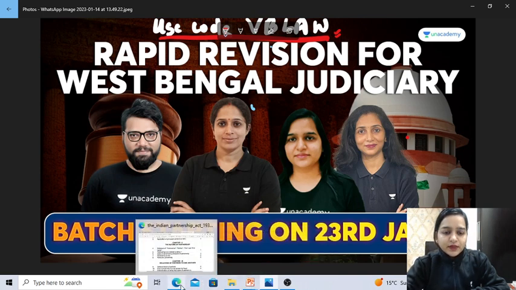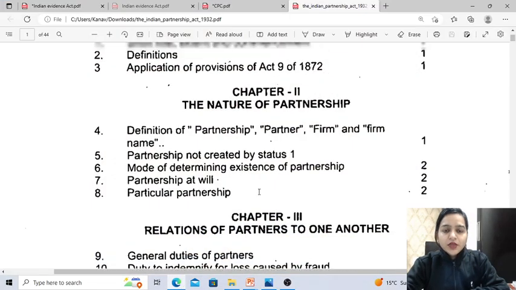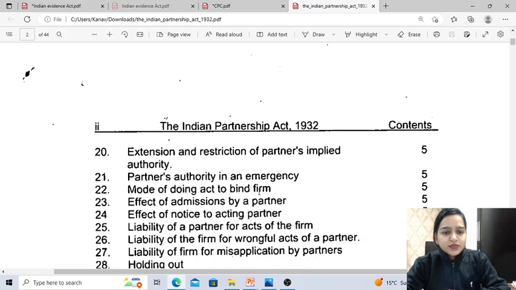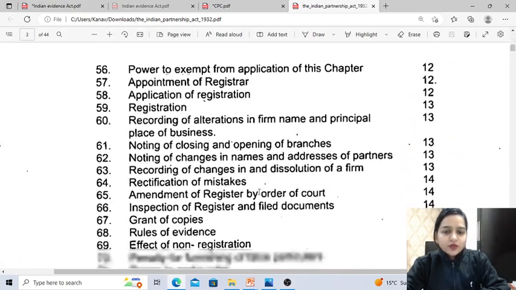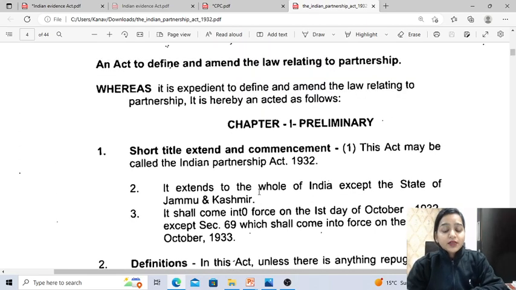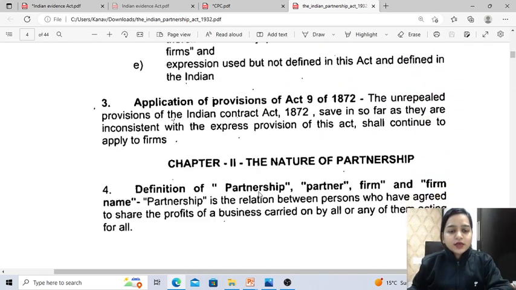So let's start with the Indian Partnership Act. This is a small subject, but every subject is important to clear the exam. So we are going to see what is partnership. सबसे पहले तो पार्टनरशिप होती क्या है. This is defined in Section 4. ये हमें कहाँ पे डिफाइन किया है. This is defined in Section 4, that what is a partnership.